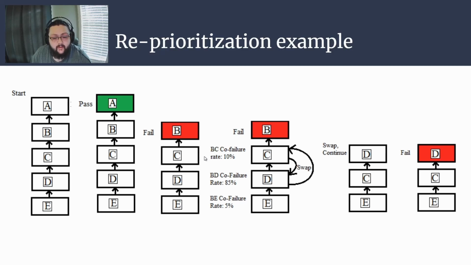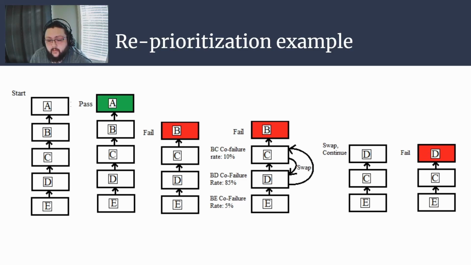This means you want the test immediately after to have a very high chance of failing, and then the test at the bottom to have a low chance of failing. This way, you can prioritize finding all of the failing tests immediately. So here we swap D and C because D has an 85% chance of failing, but C only has a 10% chance. After the swap is made, we run the next test and we find that D fails.